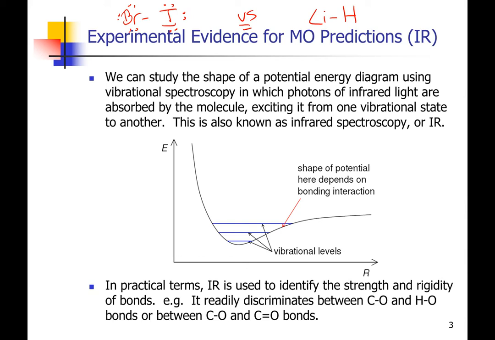And generally speaking, when we're using infrared spectroscopy to analyze molecules, that's the sort of thing that we're looking for. We're looking for a comparison of rigidity of the bond. And so, for example, we can very easily tell the difference between a carbon-oxygen double bond versus a carbon-oxygen single bond, because the double bond is stronger, more rigid, and requires more energy to excite the molecule into a higher vibrational level.